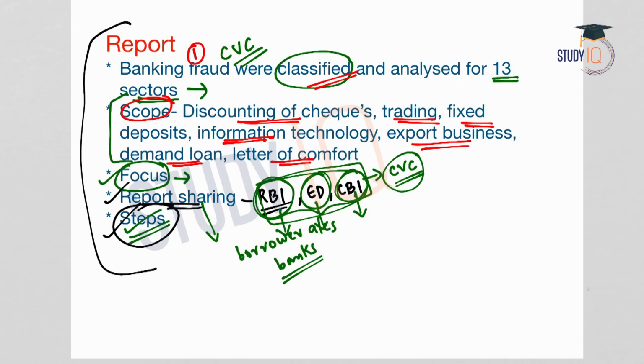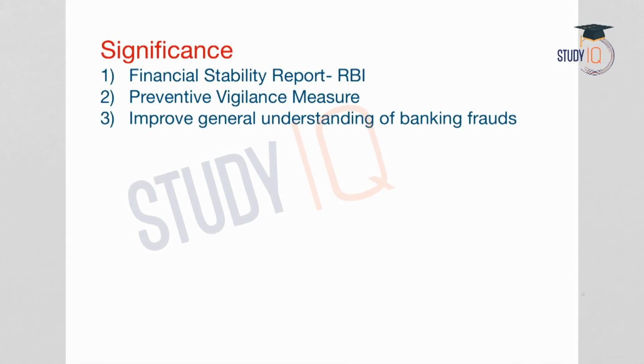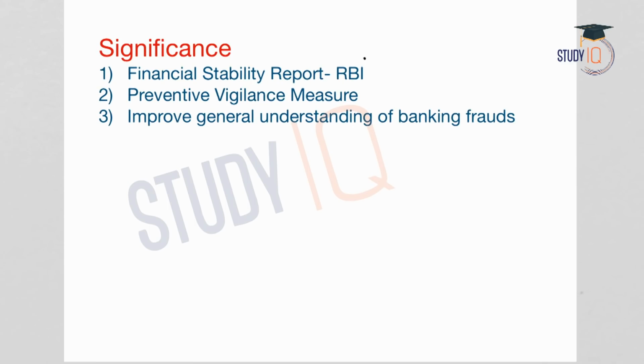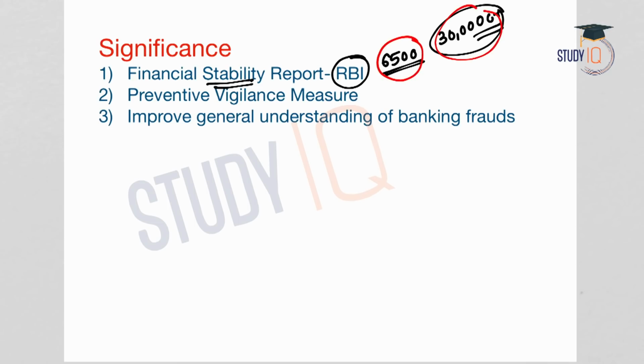What does the report cover and what is the scope of the report? Now we will come to the significance of the report. First of all, the Reserve Bank of India, RBI, had published the Financial Stability Report and in the latest Financial Stability Report published by the RBI, it highlighted the bank fraud scenario in India. So, according to the RBI's Financial Stability Report, the Indian banking system reported over 6,500 instances of fraud which involves around 30,000 crore rupees in the last financial year. So, the amount involved and the number of instances were very high according to the RBI's Financial Stability Report.